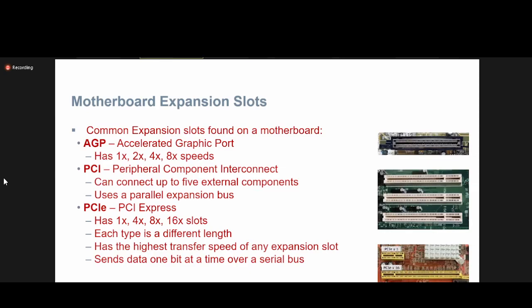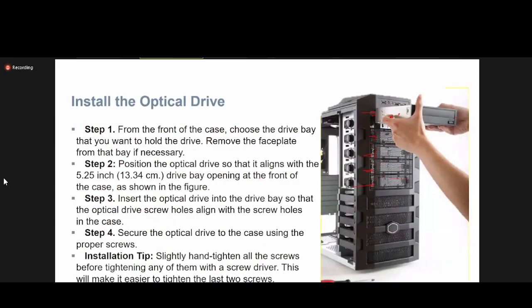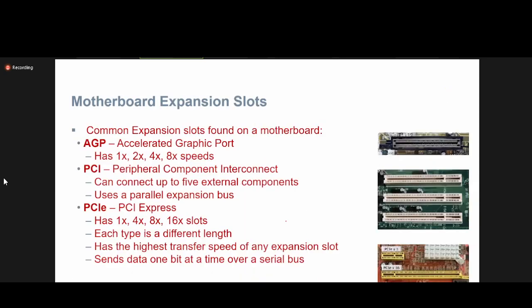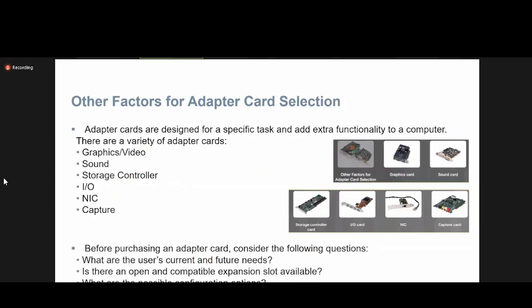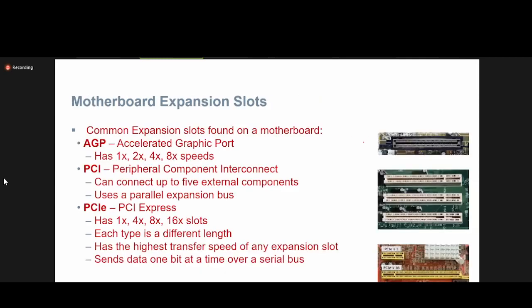Okay, so once you have installed your motherboard, you can install your adapters, of different sizes. Adapters go in the proper expansion slots. Remember the expansion slots we talked about yesterday: AGP, PCI, and PCIe. AGP is used for graphic cards. The colors are different, so you can recognize what type of slot it is.